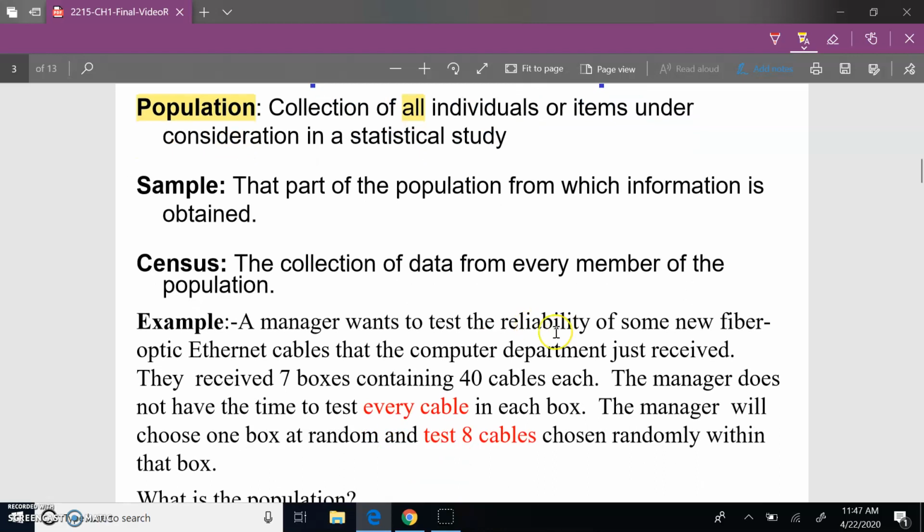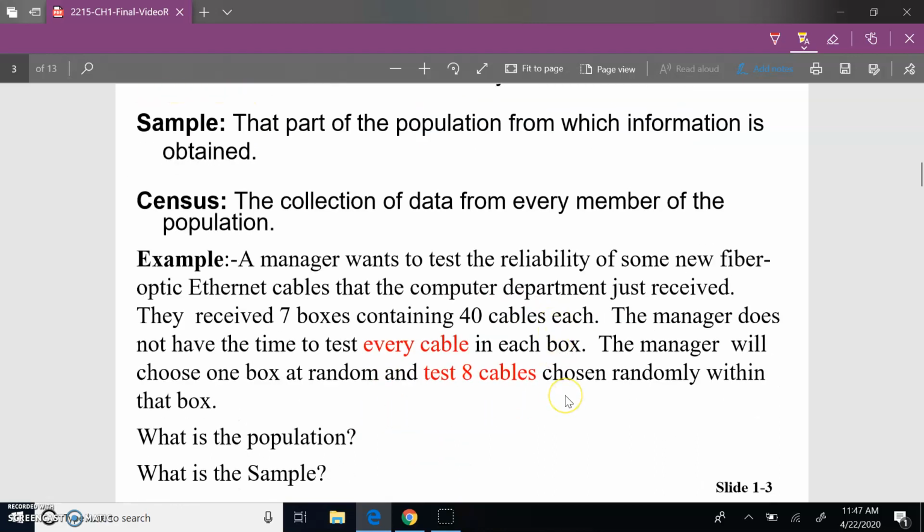Let's take an example to understand the difference between a sample and a population. I will come back to this one, census. First, let me do this example. A manager wants to test the reliability of some new fiber optic Ethernet cable that the computer department has just received. They have received 7 boxes containing 40 cables. The manager doesn't have time to test every cable in the boxes. The manager will choose one box at random and test 8 cables chosen randomly within the box.